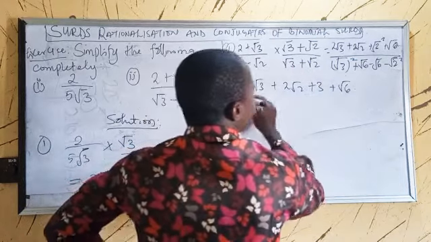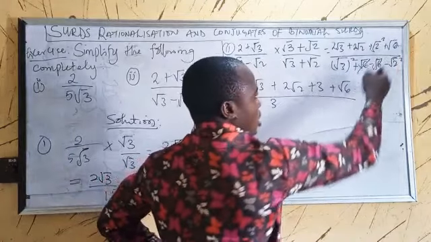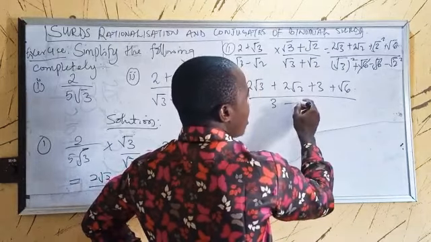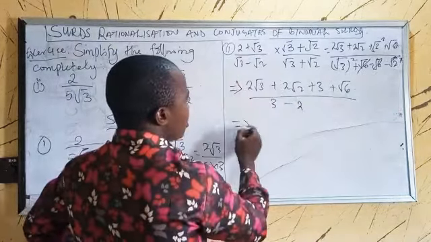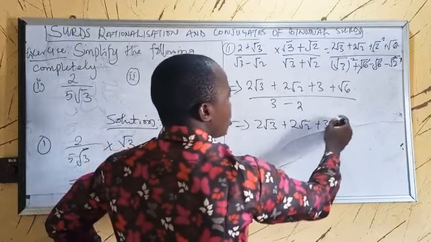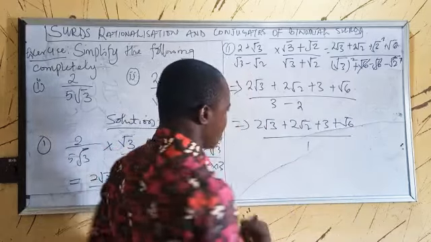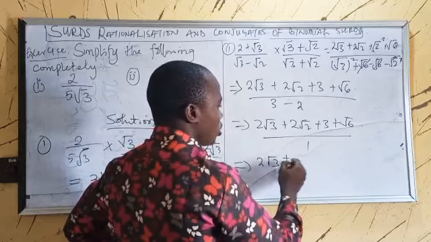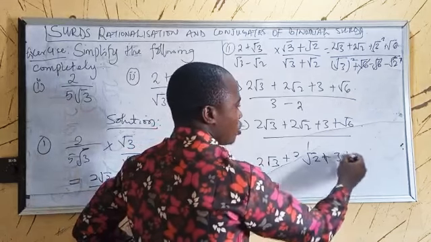Divided by this one, which will give us 3. This and this we cancel, that will give us 0. Then we have minus 2, because we cancel this. So from there you have 2 root 3 plus 2 root 2 plus 3 plus root 6 over 1. Anything divided by 1 is just the same thing. So we have 2 root 3 plus 2 root 2 plus 3 plus root 6.